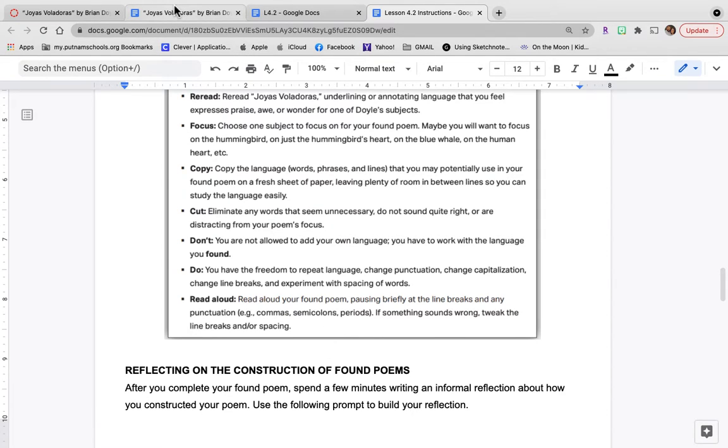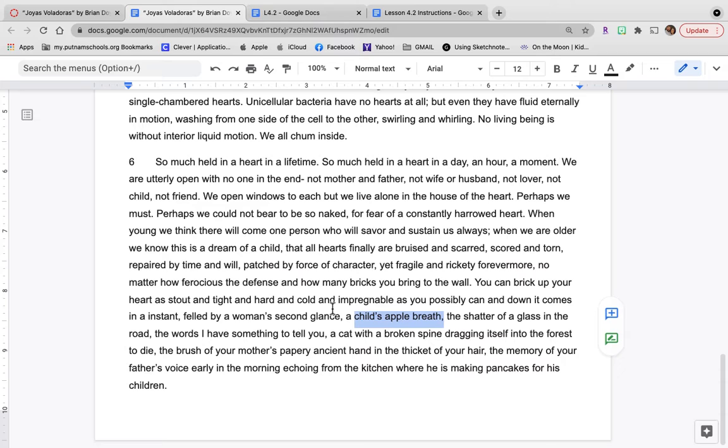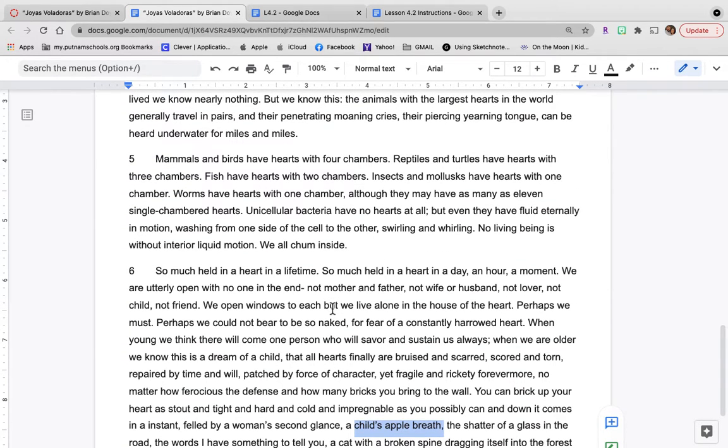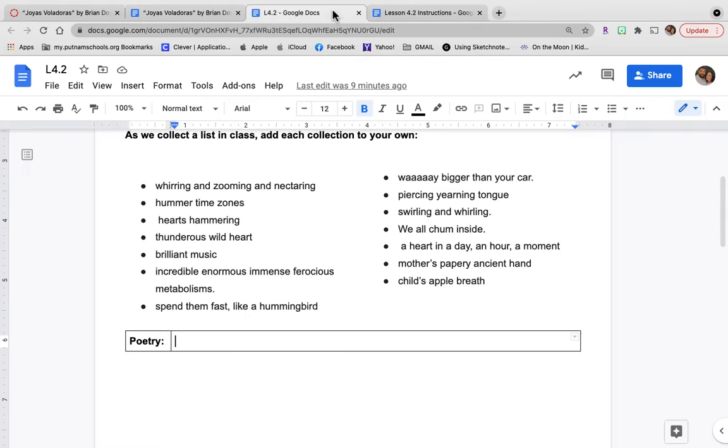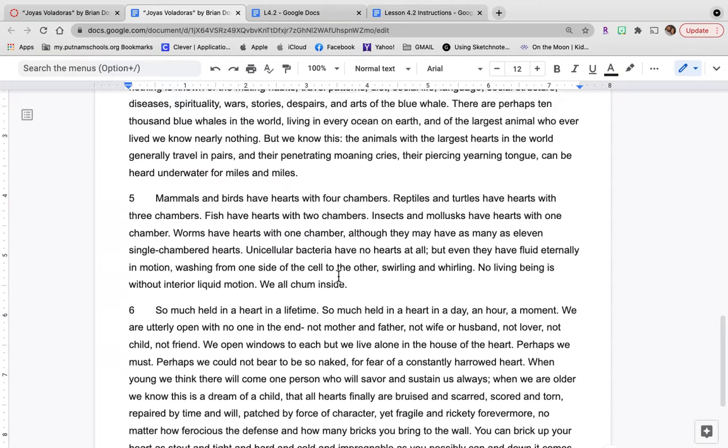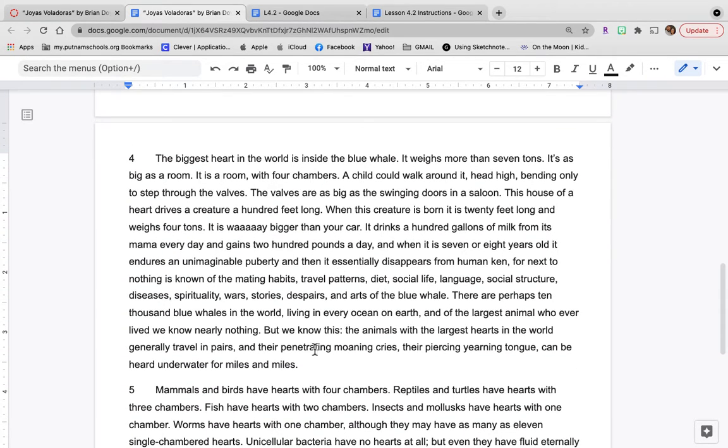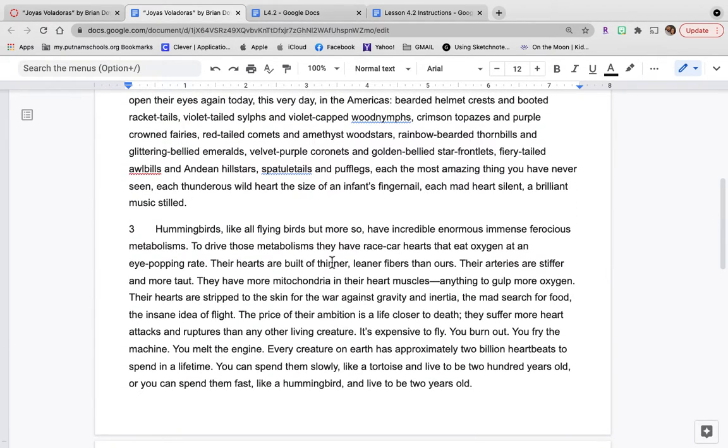So, basically saying you're going to come over here to Joyous Validorus, and you're going to look for where's that praise, which I kind of geared you to do up here. So if I know I want to write about the blue whale, I'm going to pull something from here. If I want to write about the hummingbird's heart, I can pull anything from here, or even this right here. So you can pull as much or as little as you want, as long as you can turn it into a poem.